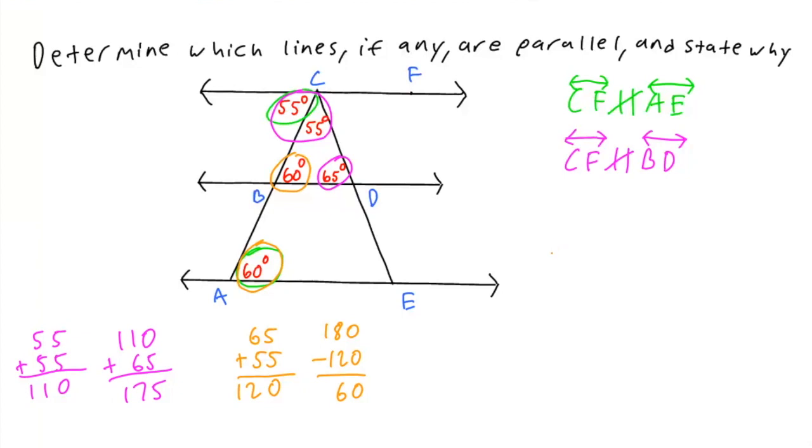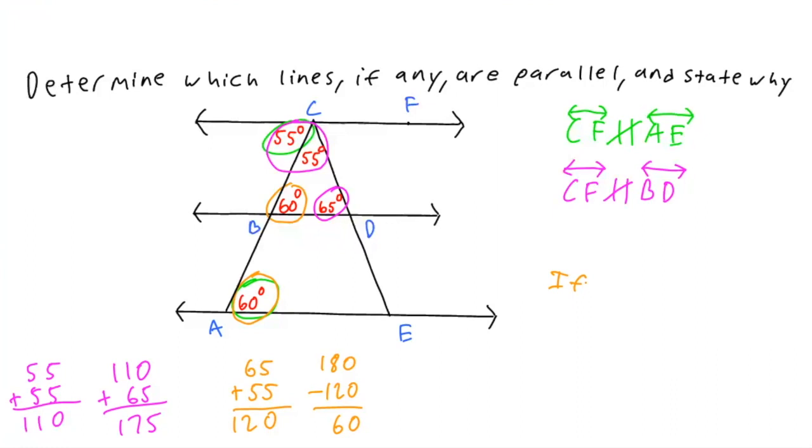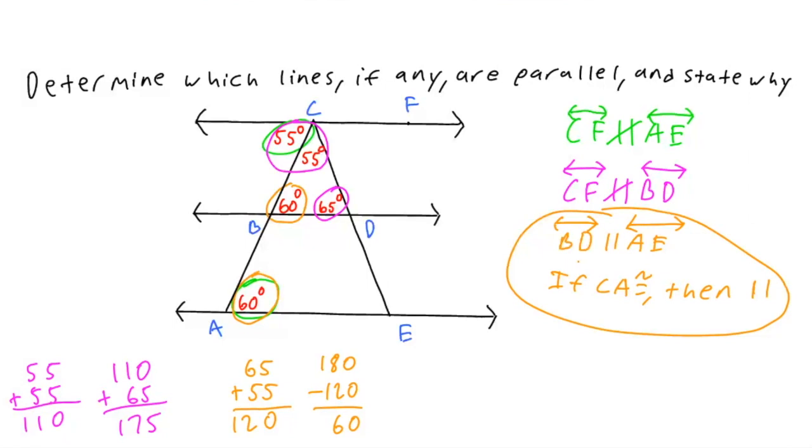So we can now say, if corresponding angles are congruent, then the lines are parallel. So since you know that corresponding angles are congruent, you can say those 2 lines, BD and AE, are parallel. So line BD is parallel to line AE. So that gives you the showing of which lines are parallel and the stating why, the reasoning behind it.